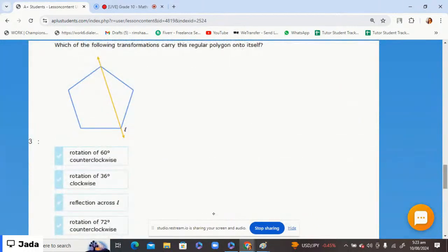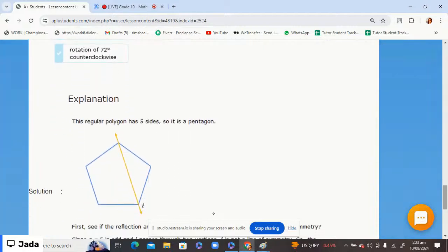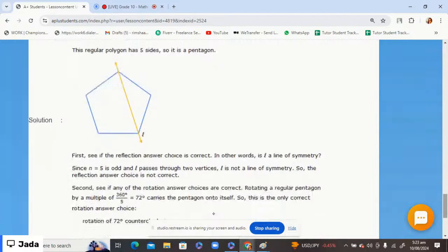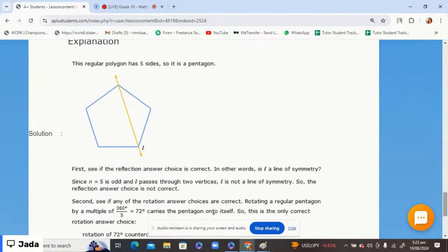Okay, now you guys tell me the answer of this. Which of the following transformations carry this regular polygon onto itself? So look at here. Which kind of polygon is it? This is basically a pentagon because how many total sides? These are five sides. You are going to divide 360 over 5. It's something in the form of degrees, like 72 degrees.